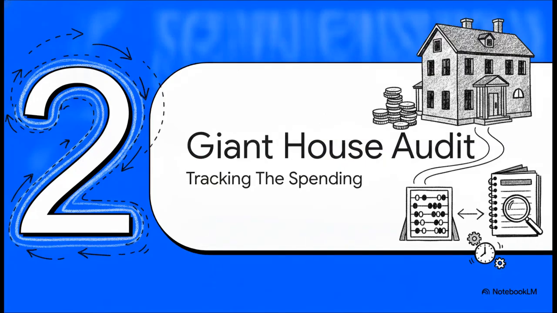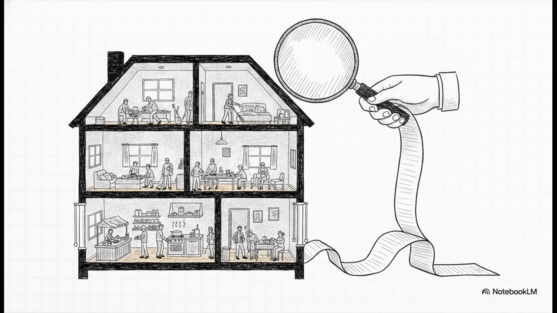Section 2. The giant house audit, tracking the spending. So, measuring that expenditure track? Yeah, that is much easier said than done. To really wrap our heads around the difficulties, I want you to step into the role of a lead auditor.